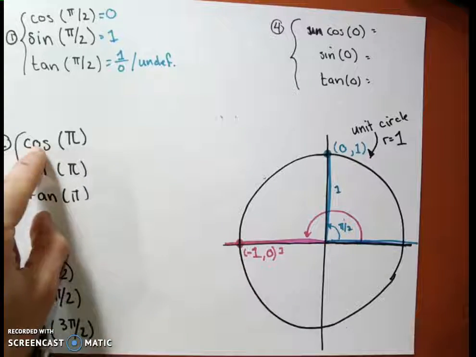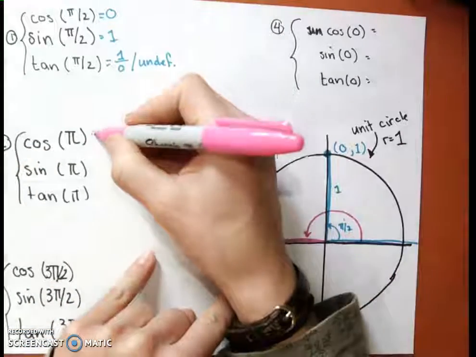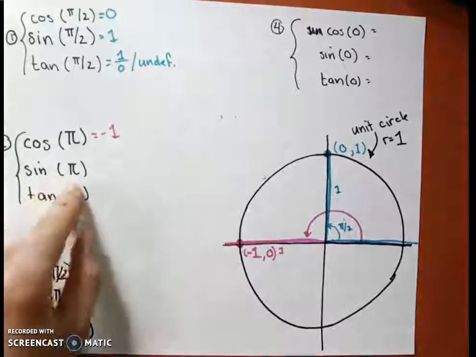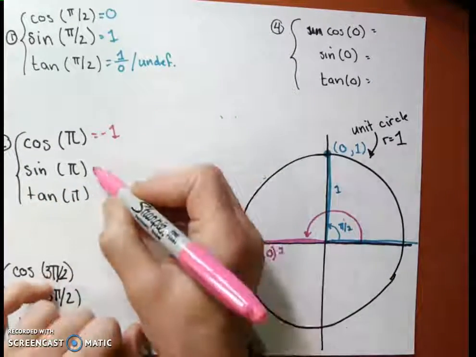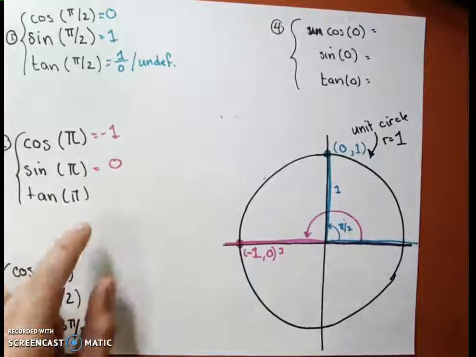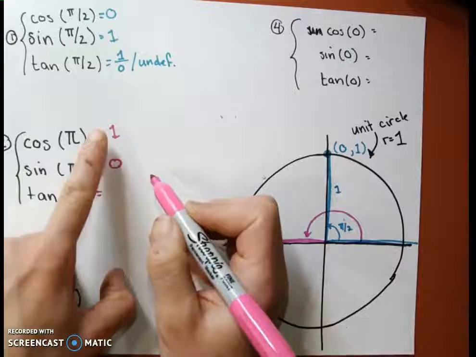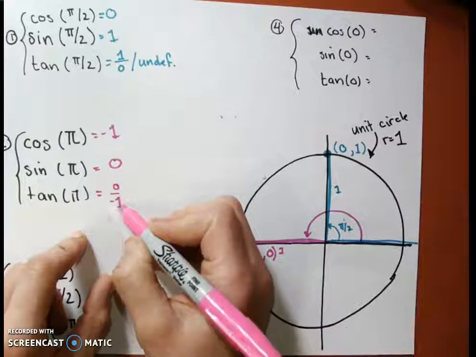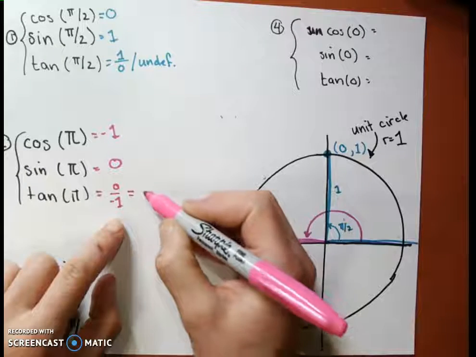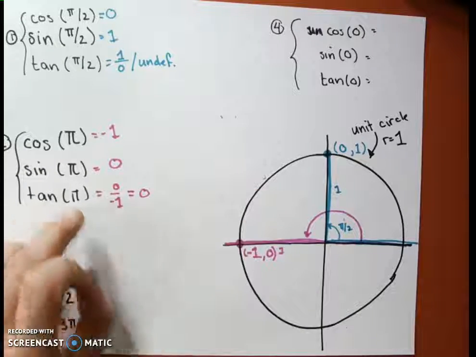So that tells me that cosine of pi is the x-coordinate, which is -1. Sine of pi is the y-coordinate, which is 0. Tangent is going to be sine over cosine, so 0 over -1, and that is just 0. So tangent of pi is 0.